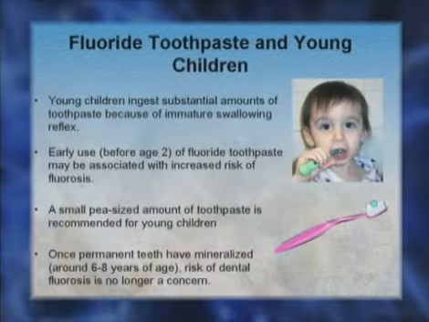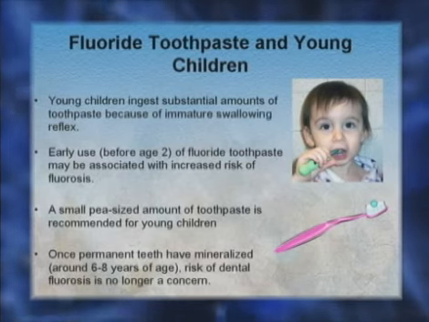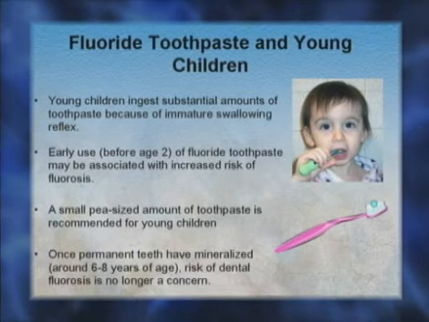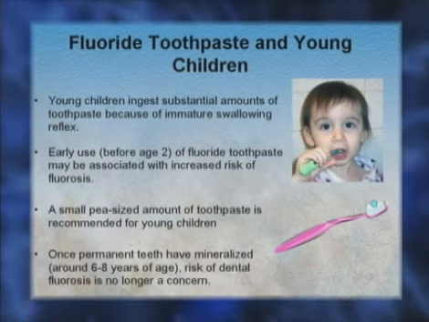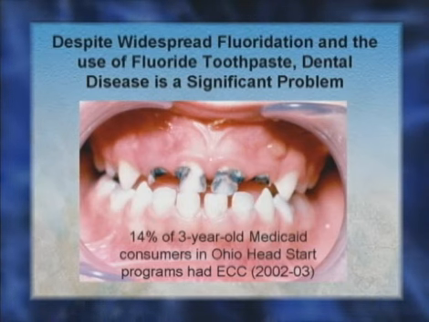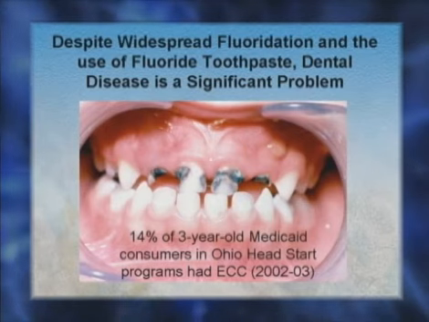Young children have immature swallowing reflexes. Therefore, it is recommended that children under age 2 not use fluoridated toothpaste. After age 2, only a small pea-sized amount should be applied to the child's brush. Once permanent teeth have mineralized, about age 6 to 8, the risk of enamel fluorosis is no longer a concern. In spite of widespread use of fluorides, dental disease is still a problem for some children. 14% of 3-year-old Medicaid patients in Ohio Head Start programs had early childhood caries.